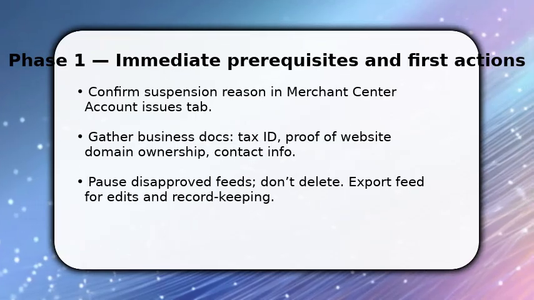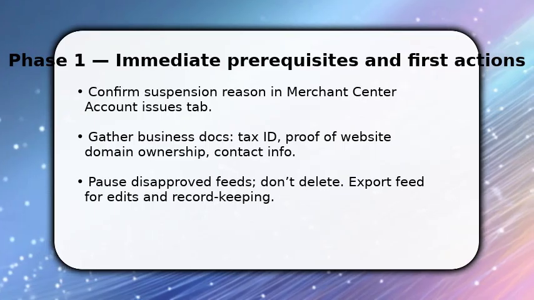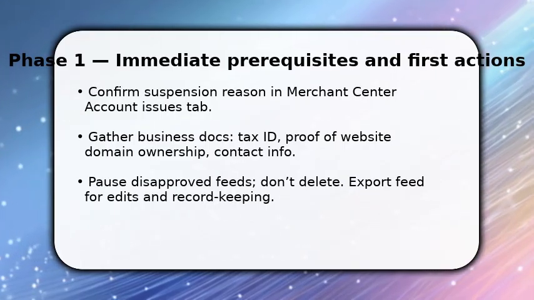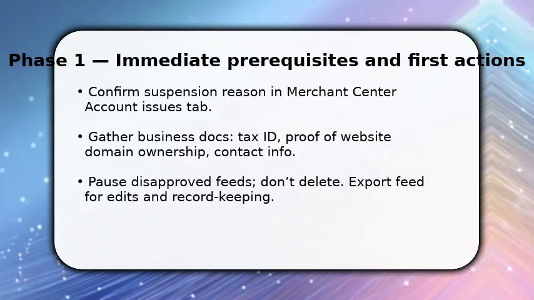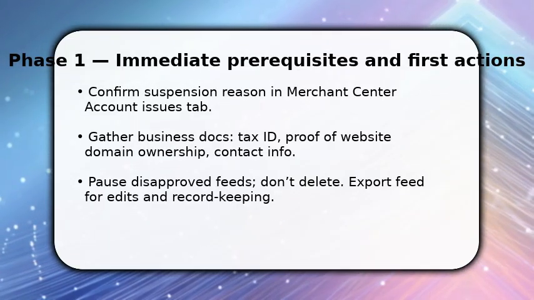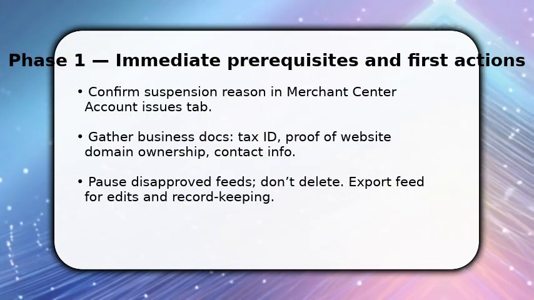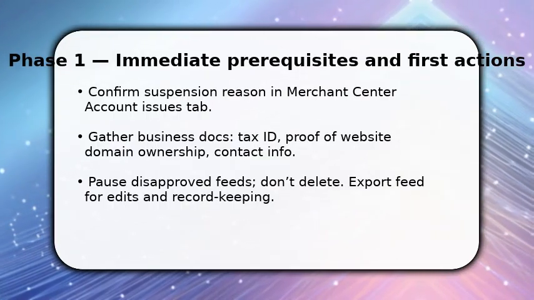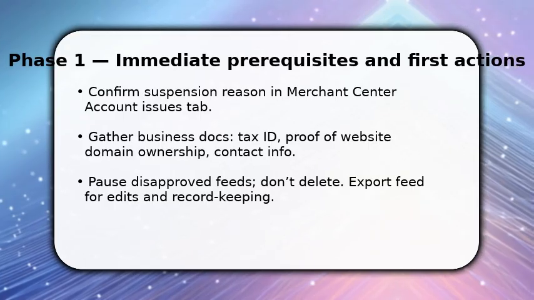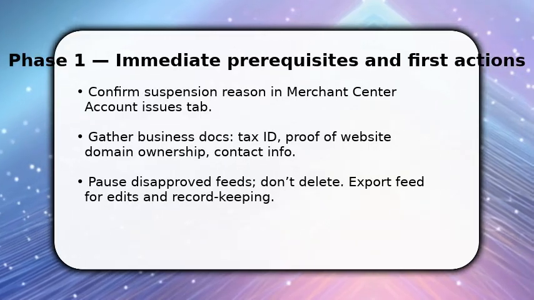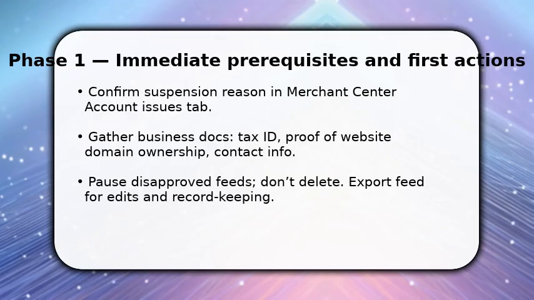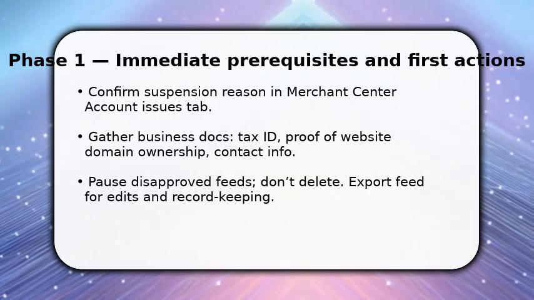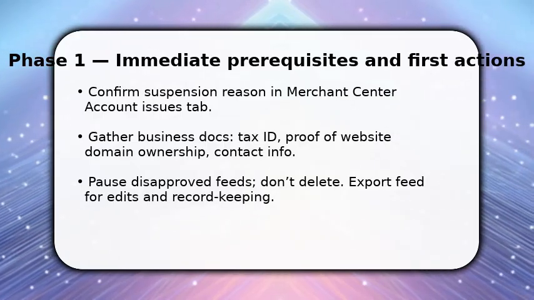You start by confirming why your Google Merchant account was suspended, and you act immediately. Open Merchant Center, read the account issues entry. This explains the violation and the evidence needed. Next, collect business documents, tax ID, invoice samples, and proof you own your website, because you will submit them. Pause the disapproved product feed so you can edit safely. Do not delete it, since that preserves history and speeds review once you resubmit.